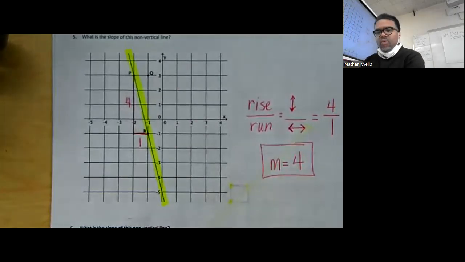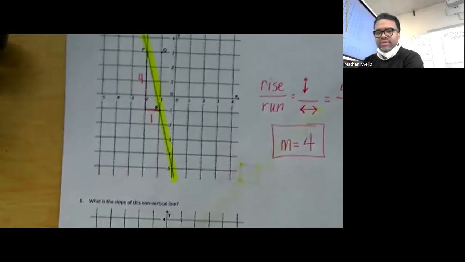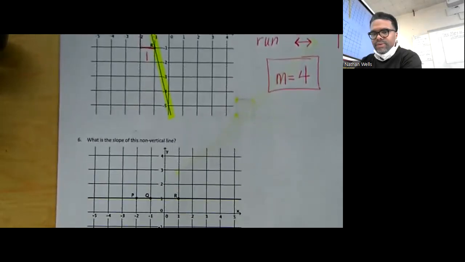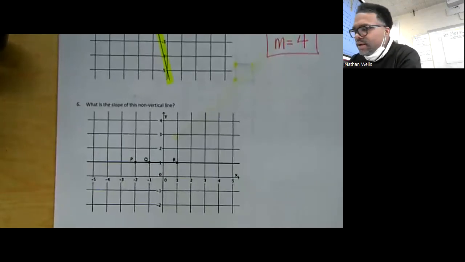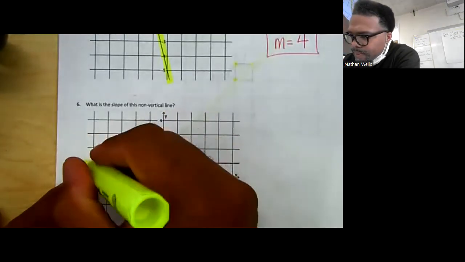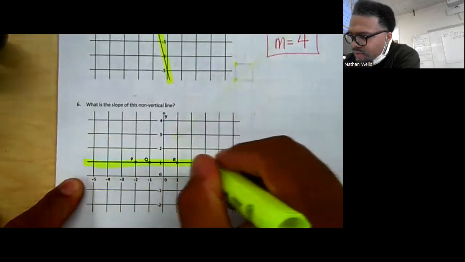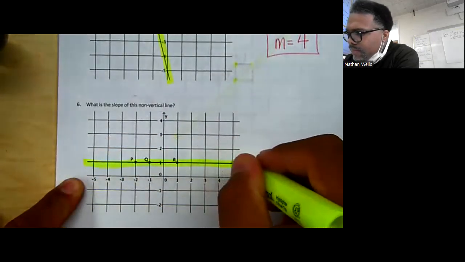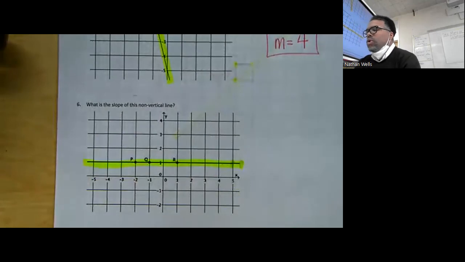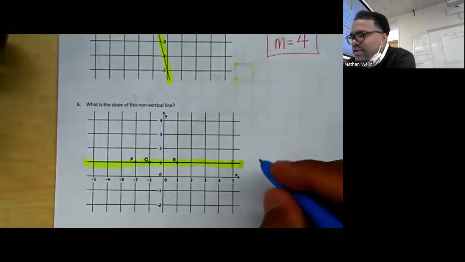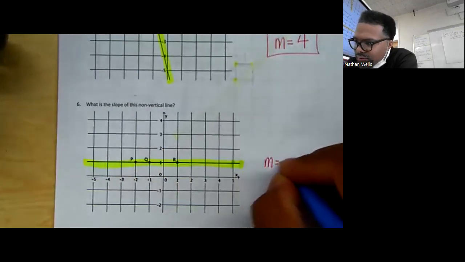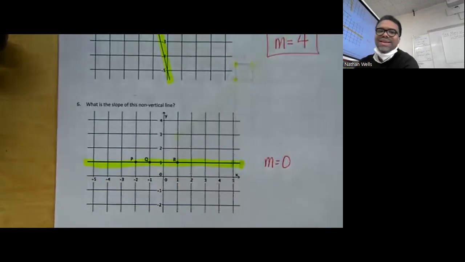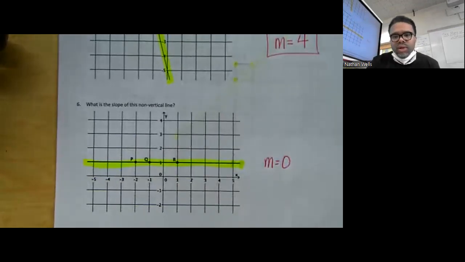Let's take a look at one final example. So this line is right here. And this is a horizontal line. But because it is flat, it does not have an increase or a decrease. My slope is 0. I really hope this helps.